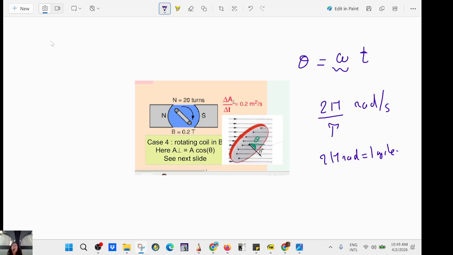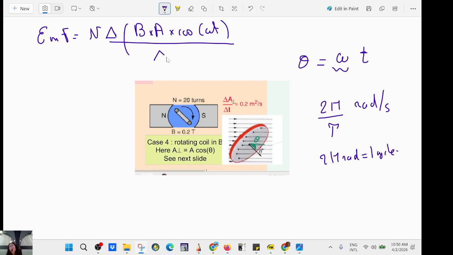So one way to look at it, and that's an AC generator, we're going to say that will be the number of loops, delta. Okay, you're going to have B times the area times the cosine omega t, over delta t.